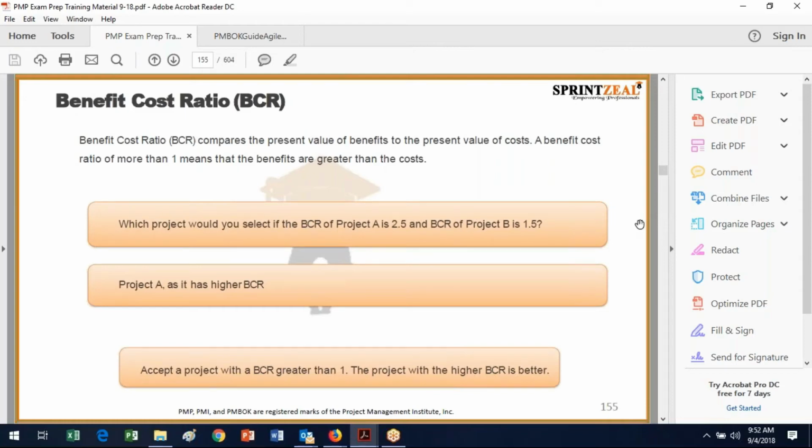Okay, so next we're going to talk about benefit-cost ratio. And the benefit-cost ratio looks at the present value of benefits to the present value of costs. So if the benefit-cost ratio, so it's benefits over cost, if you think of it like a fraction, is bigger than 1, that means the benefits are bigger than the cost, and that's good. But if it's less than 1, that means the benefits are less than the cost.